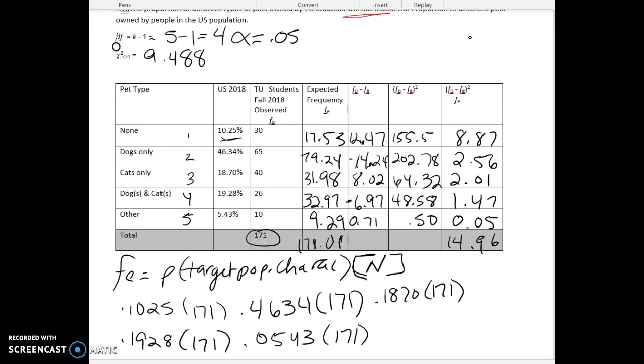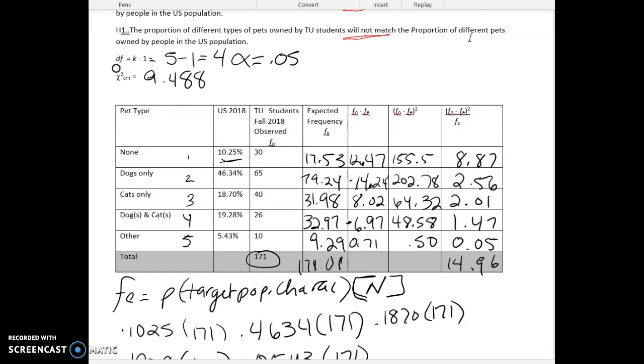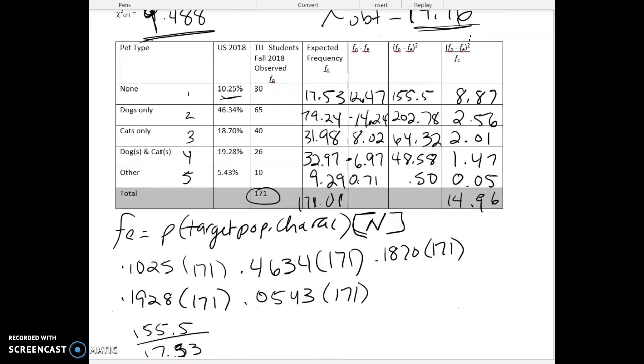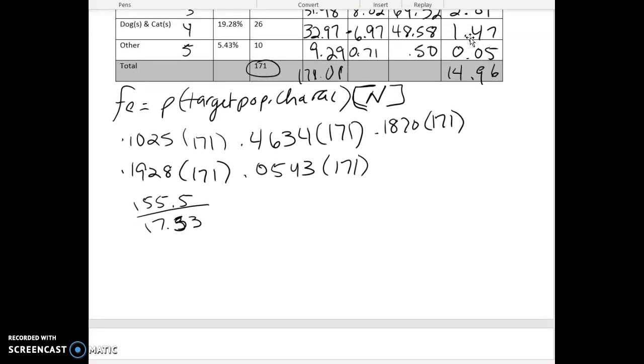So what this is telling us is that our obtained chi-square is 14.96. So we can compare that with our critical value. We can see pretty clearly that 14.96 exceeds our value of 9.488. So we're going to make the decision to reject the null.